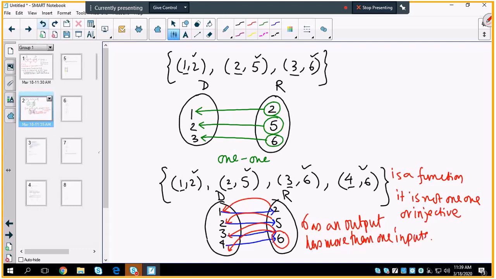So it is not 1-1 or injective. Hence, I cannot talk about the inverse function for this relationship.